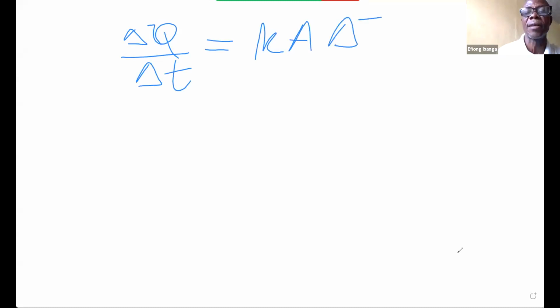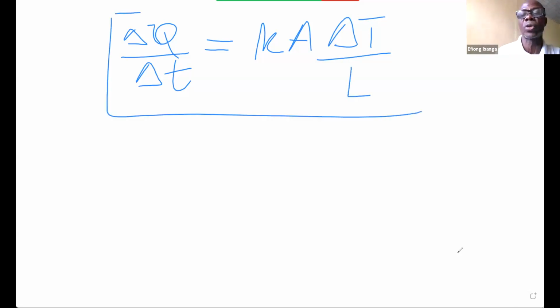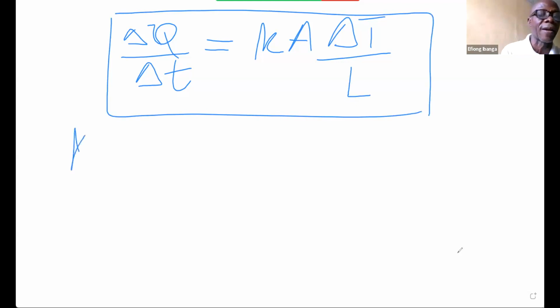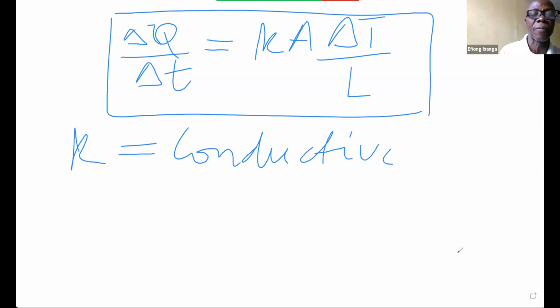All right. So I was saying then that the most important equation that you are using is delta Q by delta T is equal to K A delta T, as capital T this time around, all over L. This is the equation, and this K here is called the conductivity.